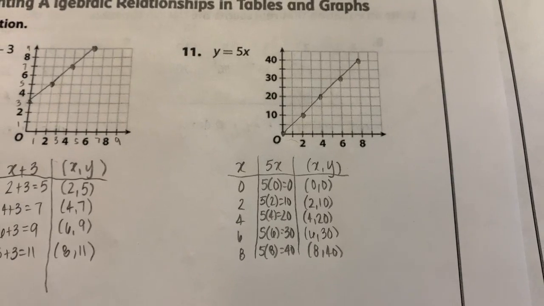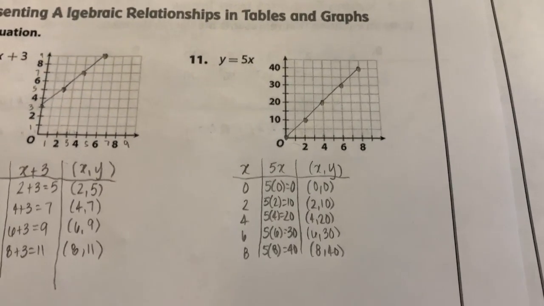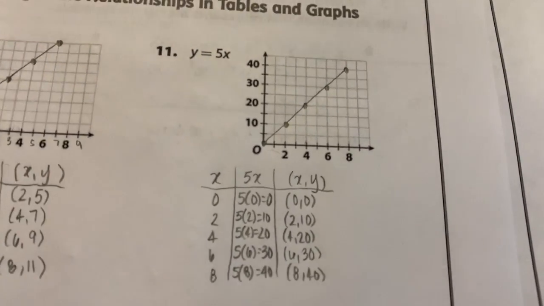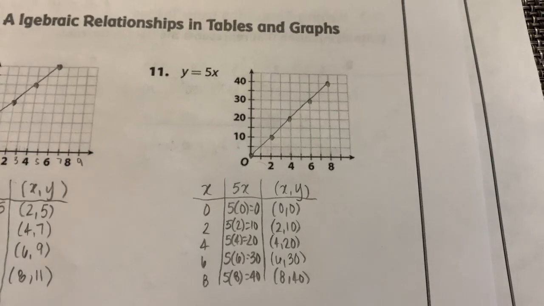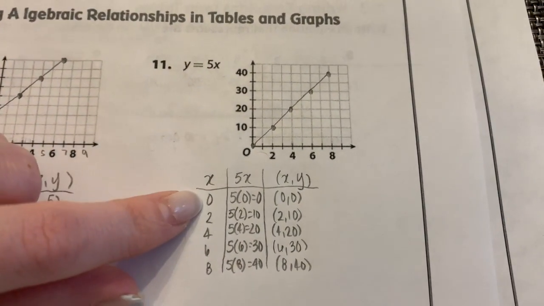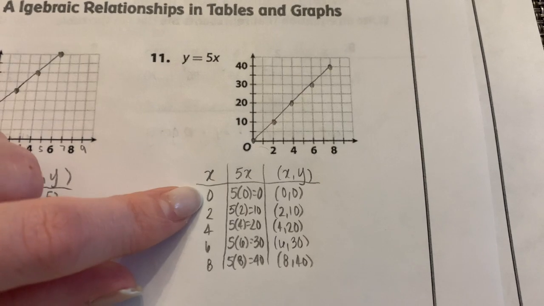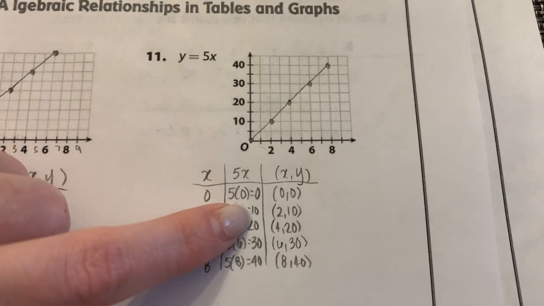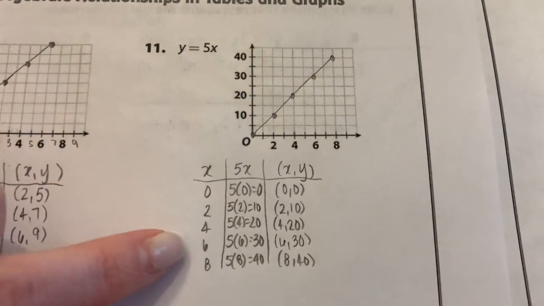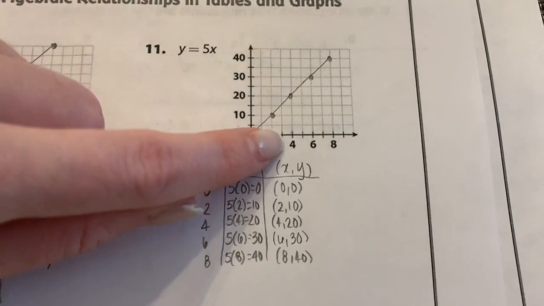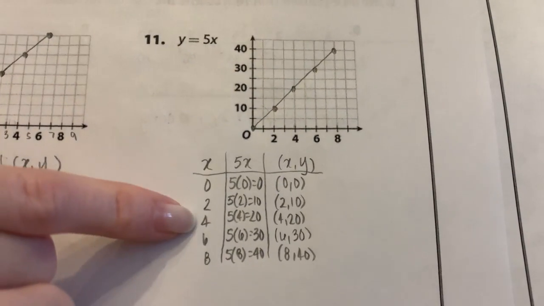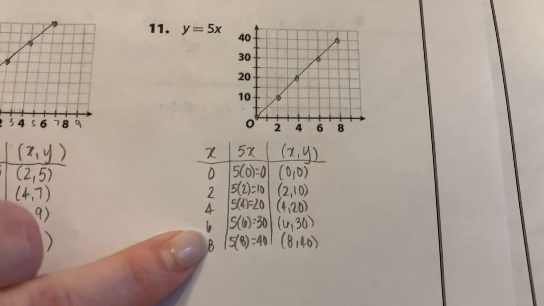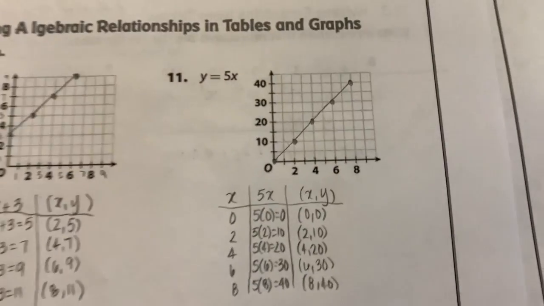And for number 11, this was a fairly easy one because you can see that each time it's going up by multiples of 5. So remember, this is 5 times x. I started with 0 here. 5 times 0 is 0, so that was 0, comma 0. I plugged in 2 and I got 10, so that was 2, comma 10. Plugged in 4 and I got 20, 4, comma 20. Plugged in 6 and got 30, 6, comma 30. And then finally plugged in 8 and I got 8, comma 40.